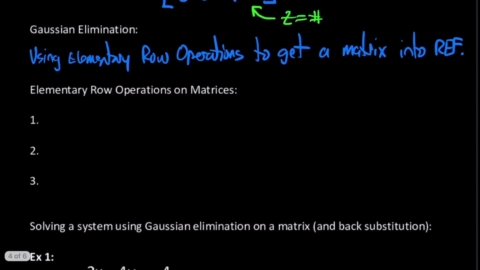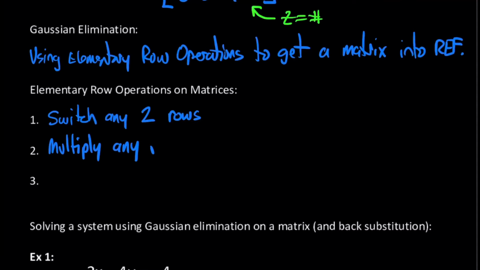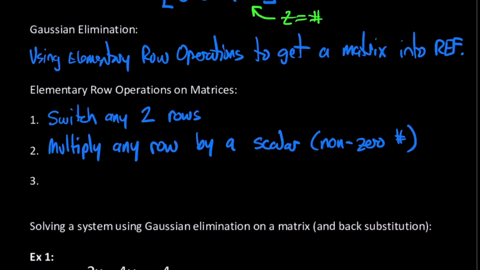It's not too bad. First, given a matrix, you can switch any 2 rows. You just interchange them. Simple. Next, you can multiply any row by what's called a scalar. And a scalar is simply a non-zero number. So you can't multiply the equation by 0 because that just eliminates it. But 1, -1, 7, 3, whatever number you want other than 0.